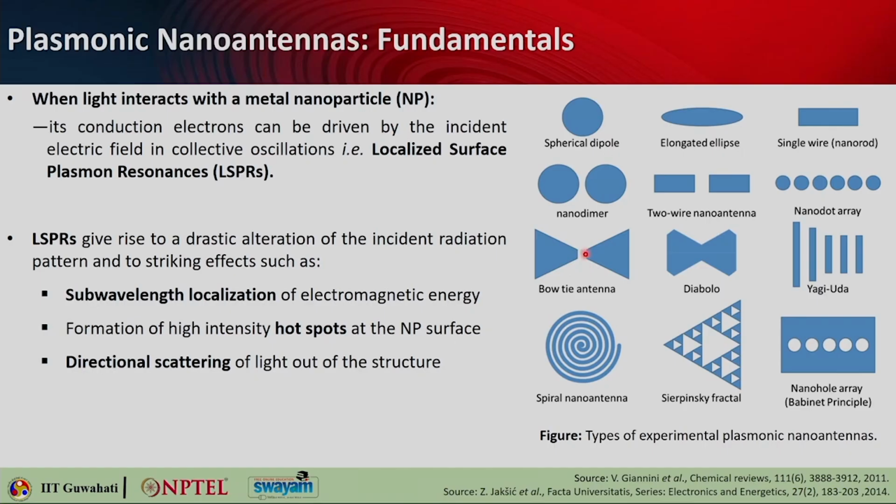Here there will be very strong confinement of electric field. You can also have a diablo kind of shape. You can have nanorods patterned or placed as a Yagi-Uda kind of antenna shape. You can think of spiral nanoantennas, you can think of fractal designs, you can also think of nano hole arrays, which come from the Babinet principle. So, all these different shapes have been tried and tested for different applications. Typically, they all have resonance close to the visible range, in the visible and near infrared range.